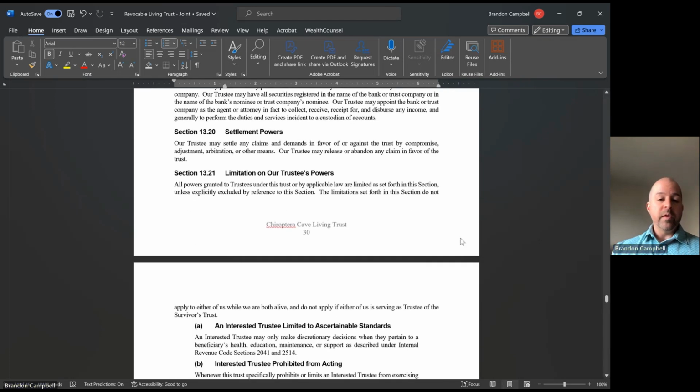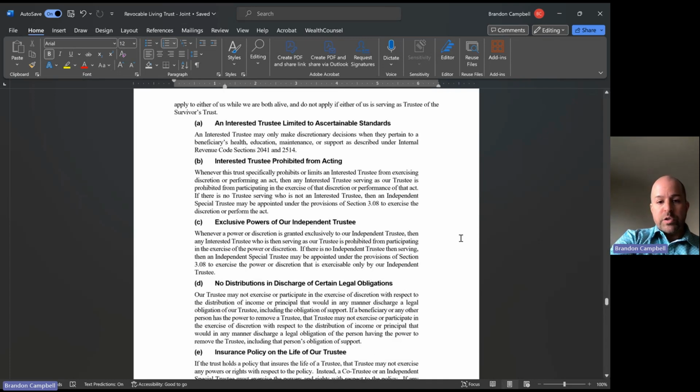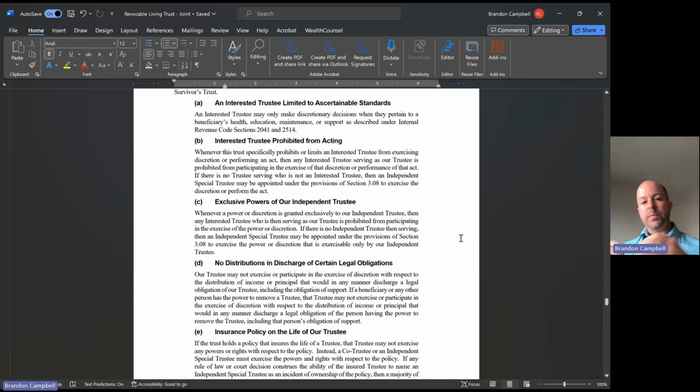Settlement powers, very simply, a trustee can settle any claims, any issues that come up inside of the trust on behalf of the trust. And then finally, limitation of powers. A question that we get a lot is, what is the difference between what I'm seeing, an independent trustee versus an interested trustee? An independent trustee is somebody that comes in to manage this trust who does not have any inheritance or other interests coming out of it.